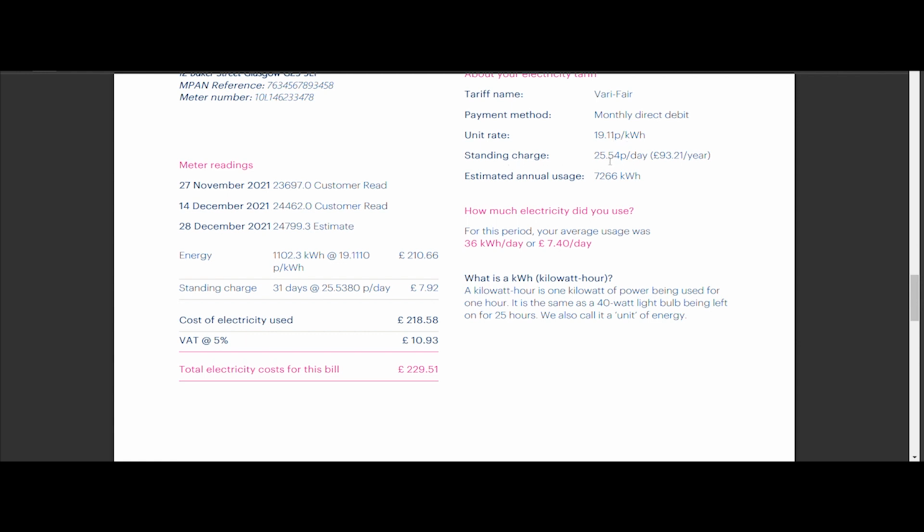Then you have standing charge, which is just a charge for the meter to be on your property. Then you get charged, that's £93.21 a year, which is just telling you how much you'll be charged per year for the standing charge based on the day. And then this is the estimated annual usage, which is just telling you based on the meter readings how much this customer will use for the year.